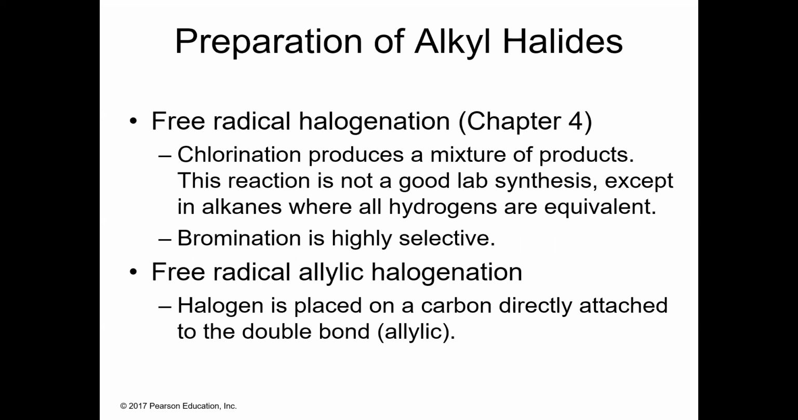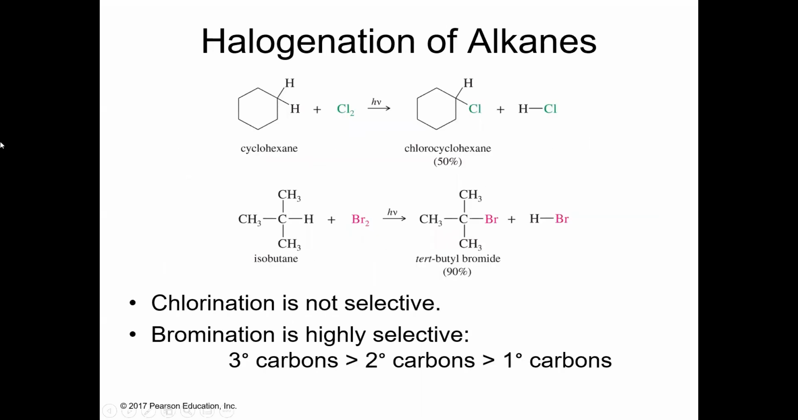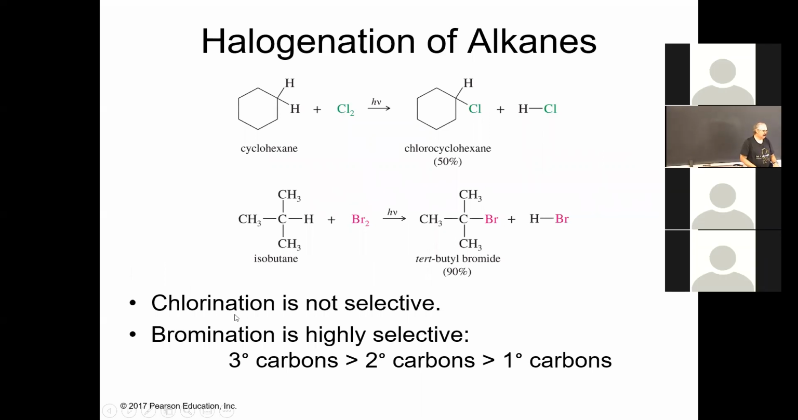Okay, so how do we prepare alkyl halides? We talked a little bit about that in chapter 4. We could use a free radical halogenation. Okay, that's not always the best way, but it is one way. Chlorination frequently produces a mixture of products. This is not a good lab synthesis, except when all of our hydrogens are equivalent.